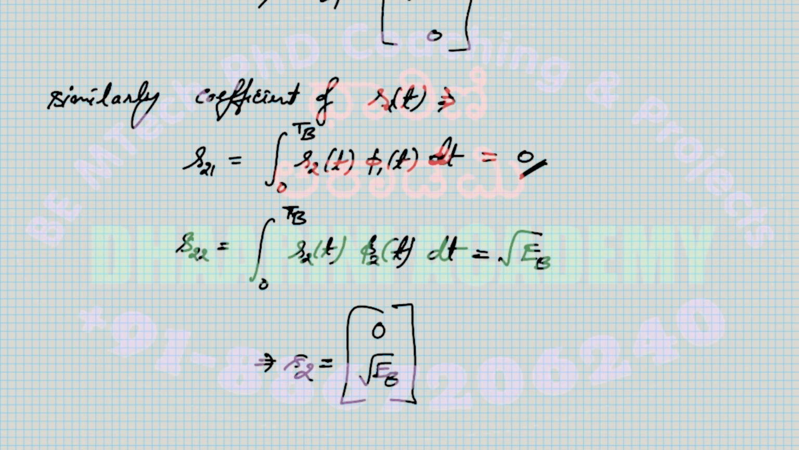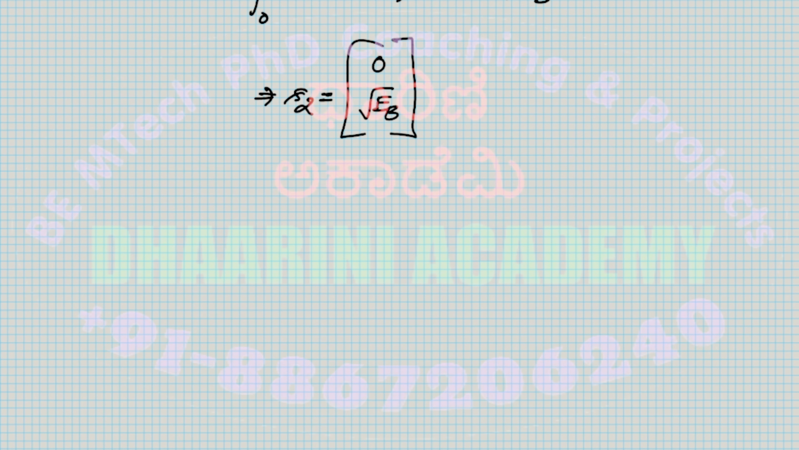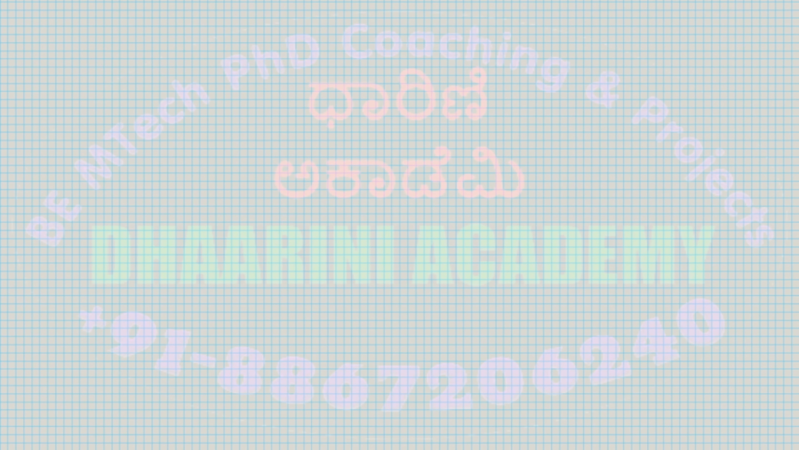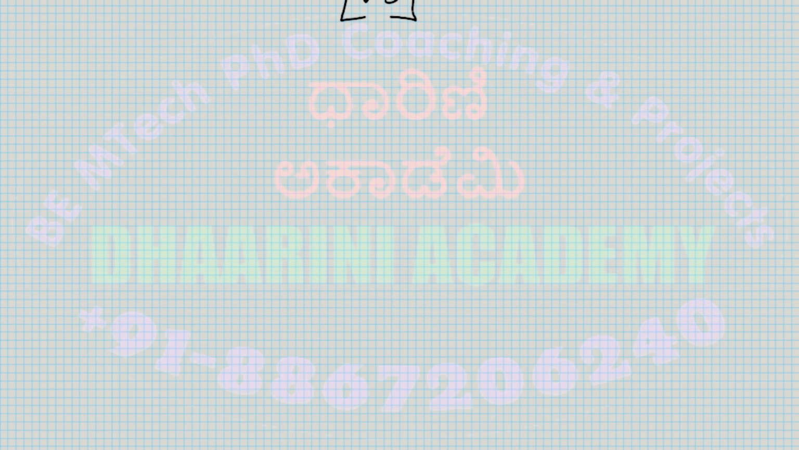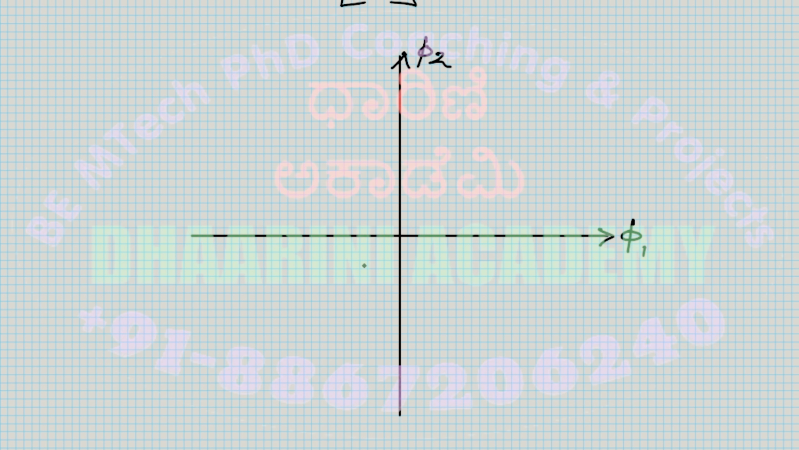Is it okay? Right. So now using these 2 points, we will try to mark both the points on the constellation diagram. So let's try to write the constellation diagram. You see this is the phi 1 axis. This will be the phi 2 axis. So this is 0, in a sense its origin, 0 comma 0. Phi 1 is 0, phi 2 is 0.